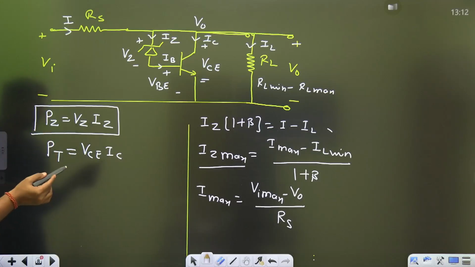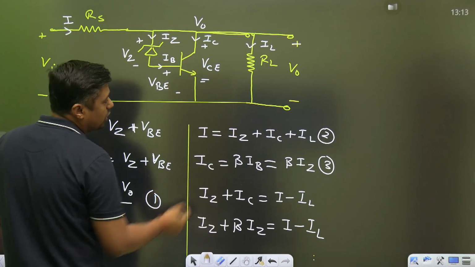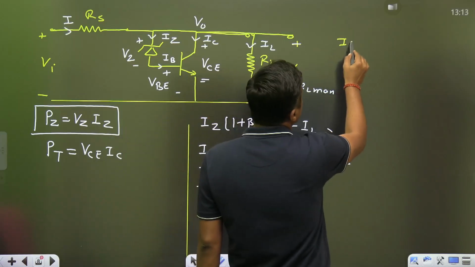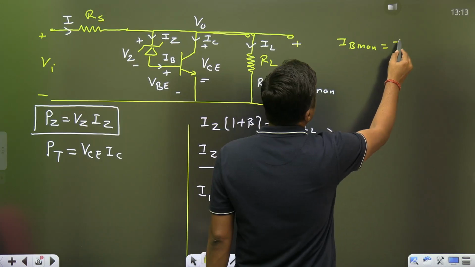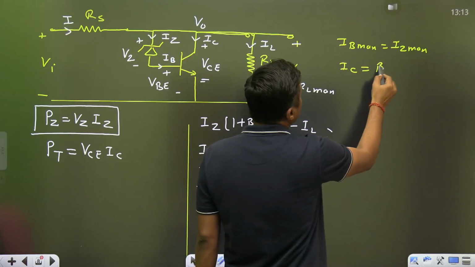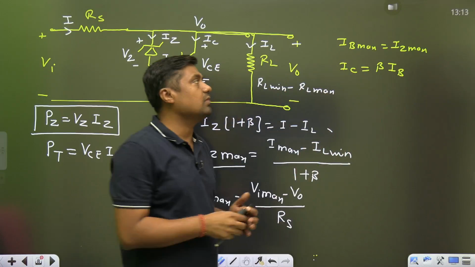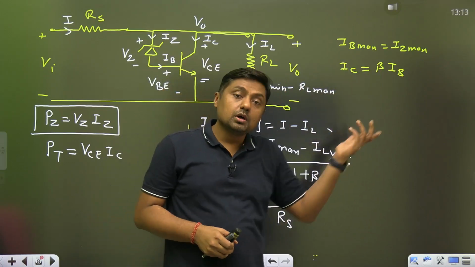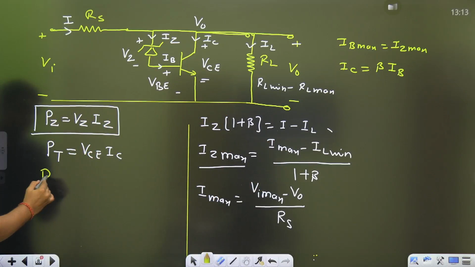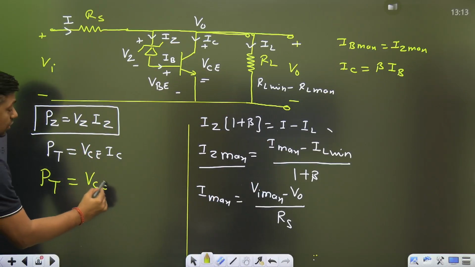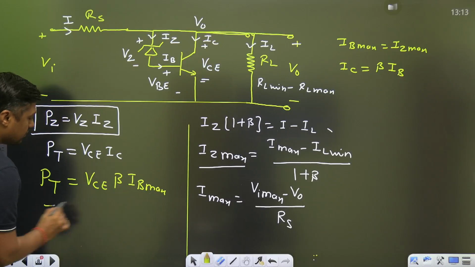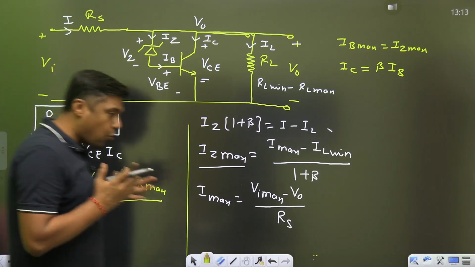IZ maximum means IB maximum, because IZ is equal to IB. Therefore IB maximum will become IZ maximum. And what is the IC? IC is equal to beta times IB, so IC maximum is beta times IB maximum. Now VCE is fixed, so the maximum power dissipation across the transistor is VCE times beta times IB maximum, or IZ maximum. In this way, you will get the worst condition, guys.